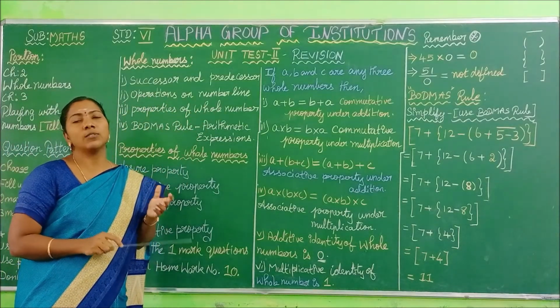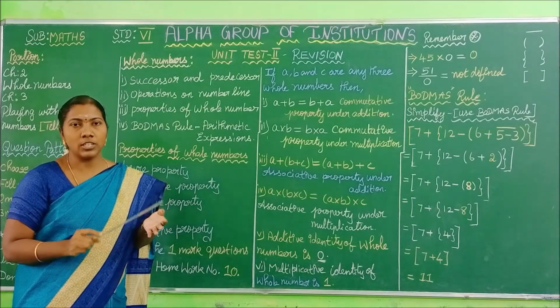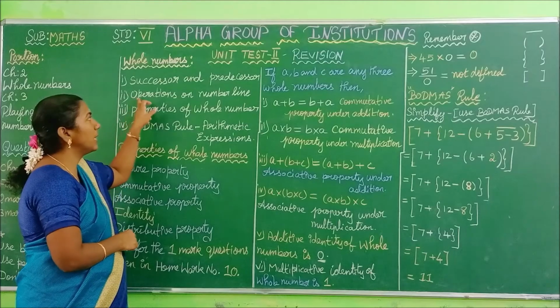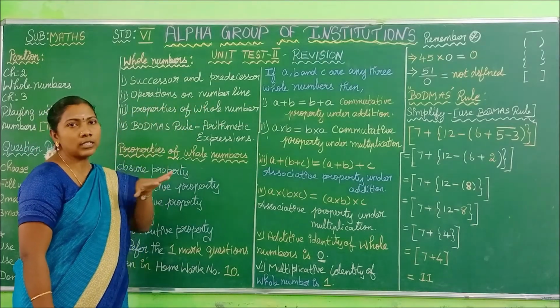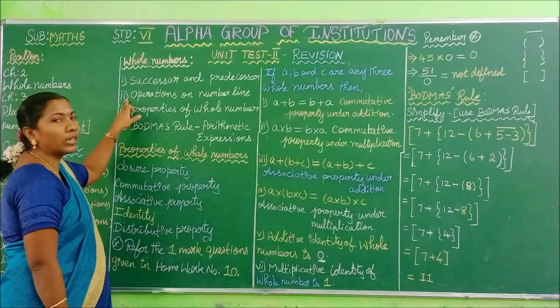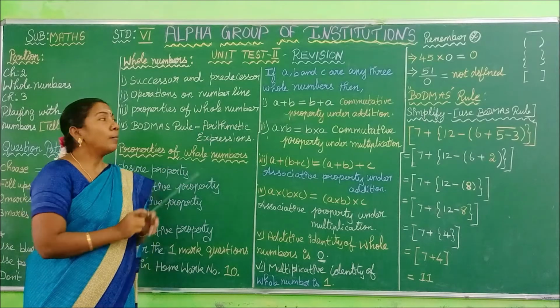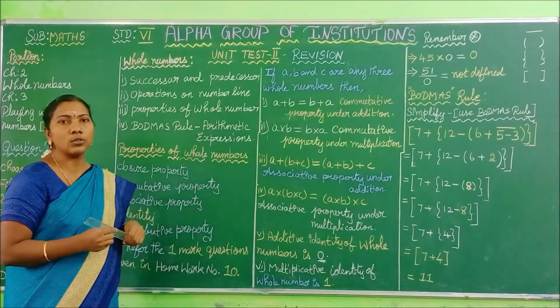Next, operations on number line. What are the operations? Addition, subtraction, multiplication and division. In your classes you have sums based on the concept of operations on number line. You have to revise those sums, so refer to your classes for this concept. And properties of whole numbers: based on this, you have 1 mark in your question paper.